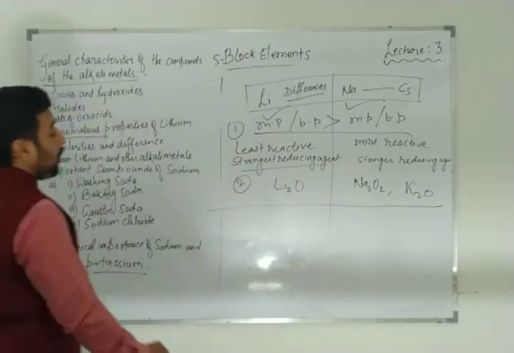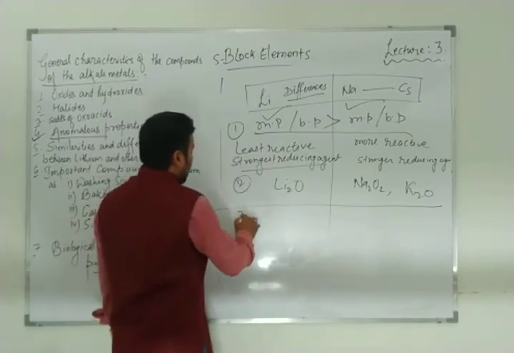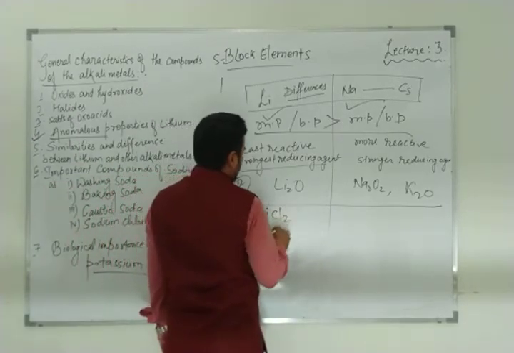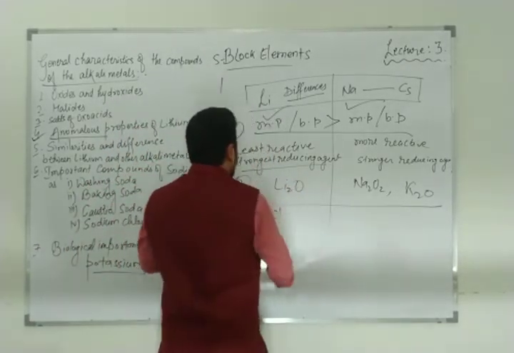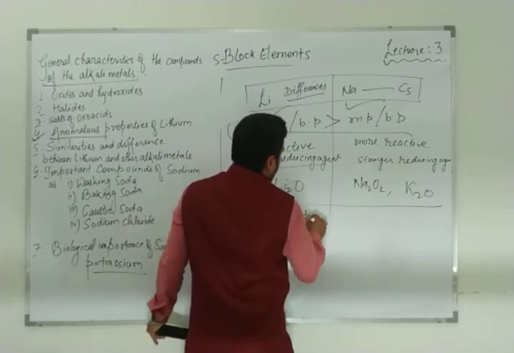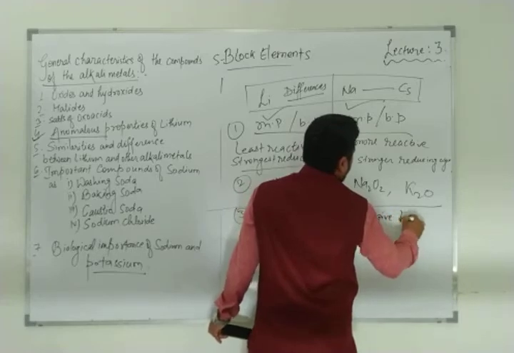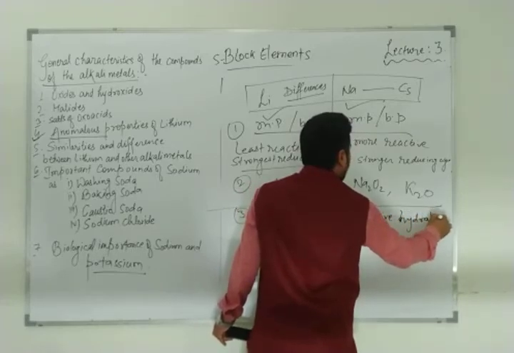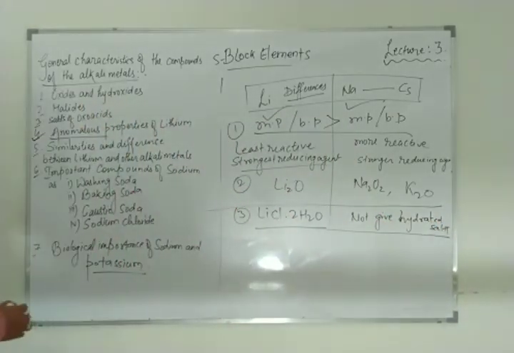Now the third point: lithium chloride is deliquescent and crystalline as a hydrate. Yes, lithium chloride is obtained as LiCl·2H2O, in the hydrated form. Other alkali metals do not give hydrated salts. So these three properties you can write in your notebook.